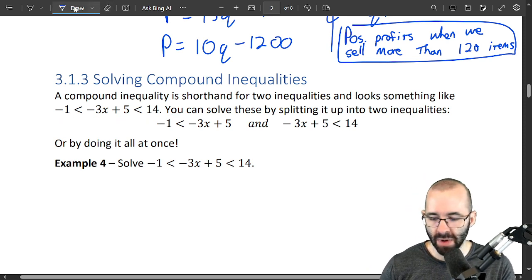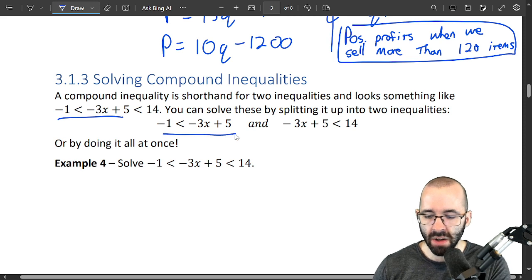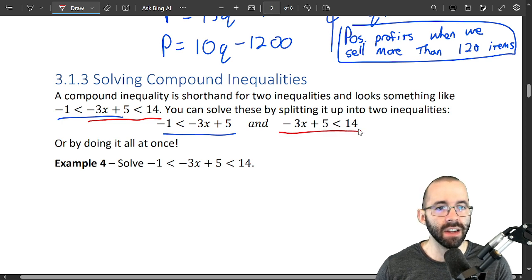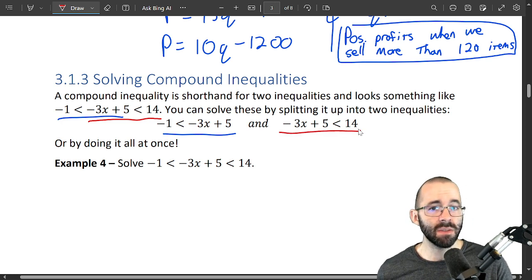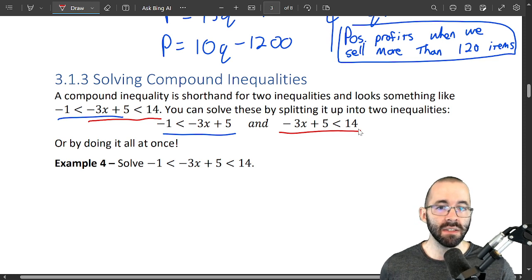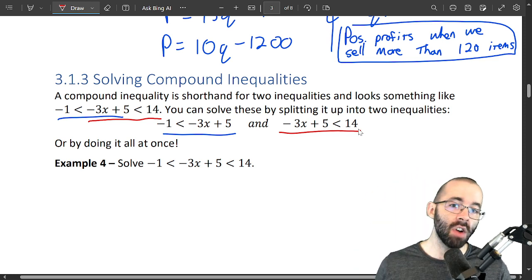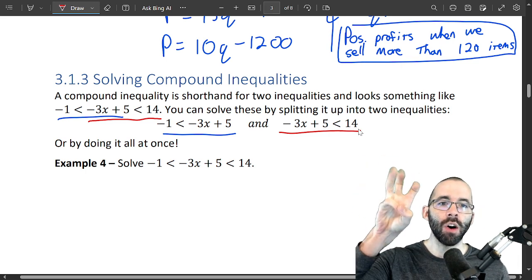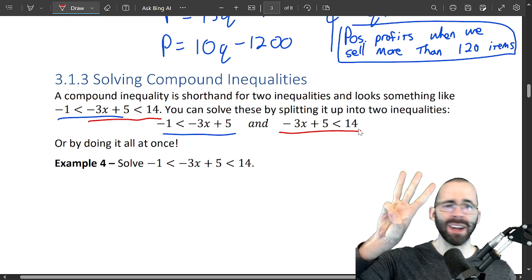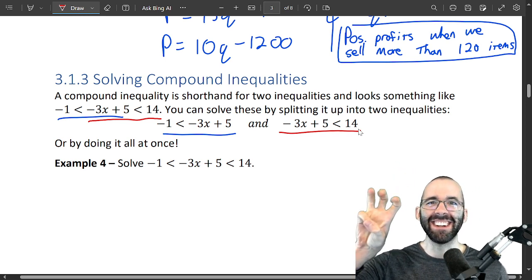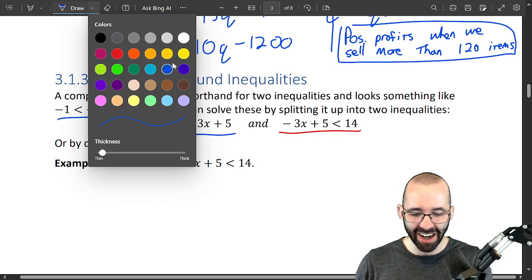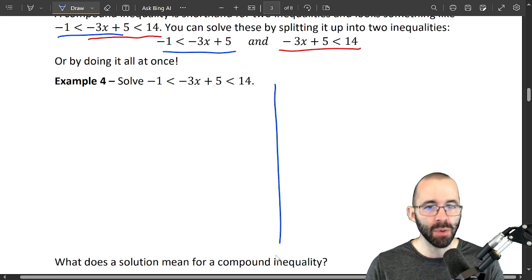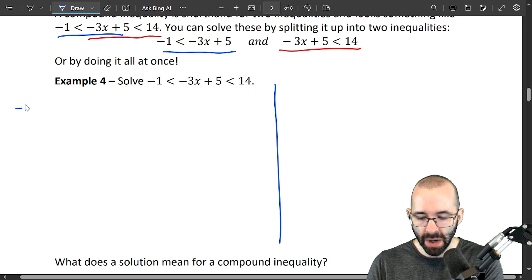That's just two inequalities, right? This is one inequality, and it's also saying at the same time that we have this other inequality. So you can solve these by splitting it up and solving two inequalities, or you can solve it all at once. Instead of doing something to both sides of the inequality, we'll do it to all three sides of the inequality. So two ways of doing this. Maybe we'll do it both ways. Let's start with the basic way.